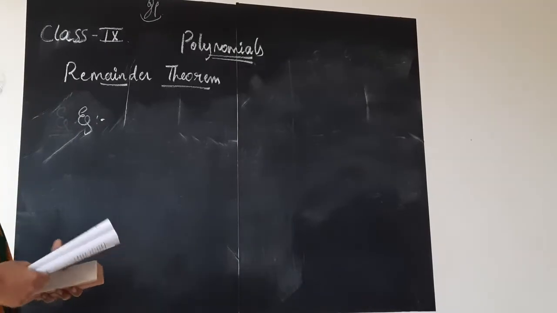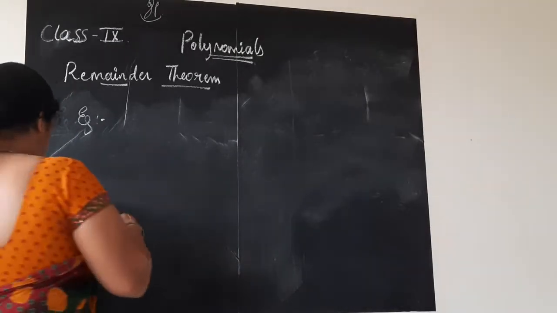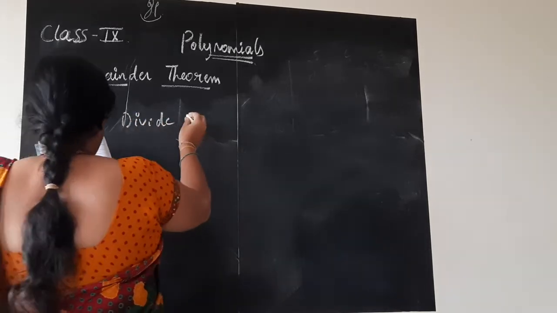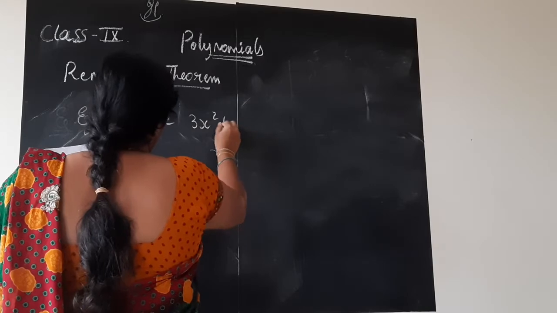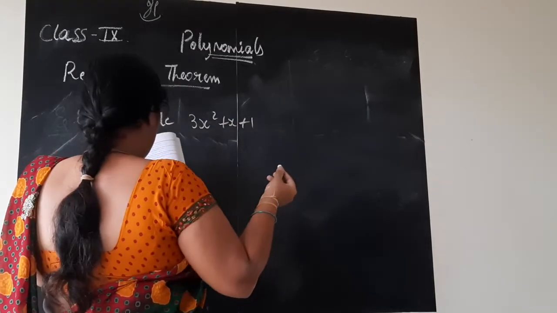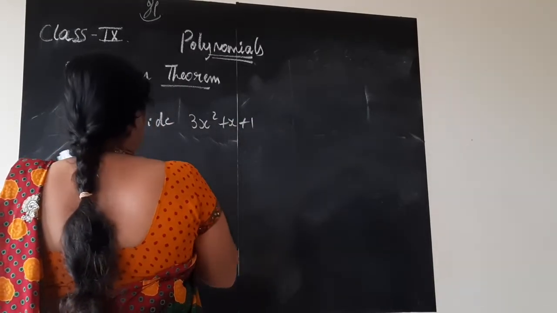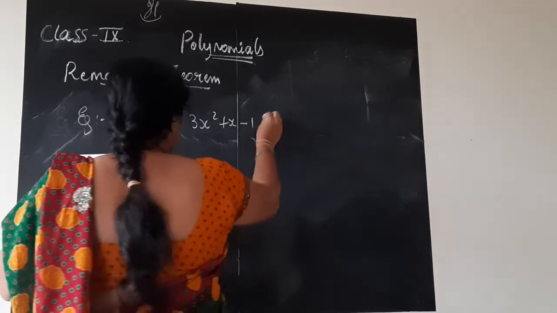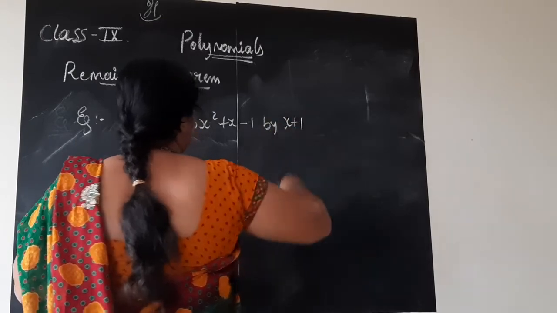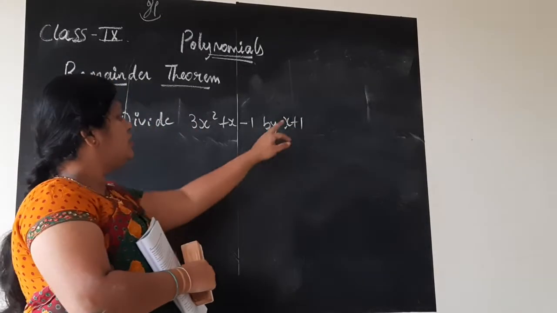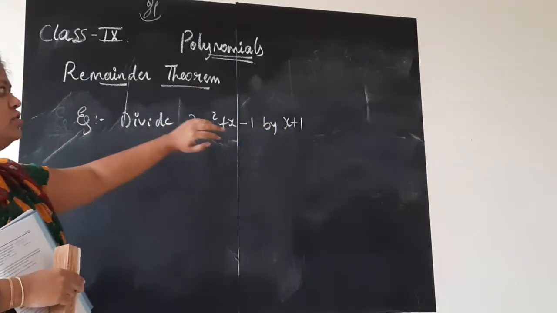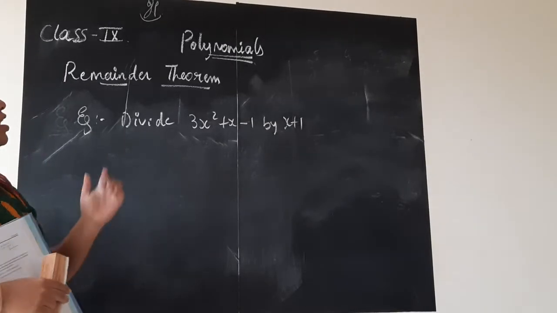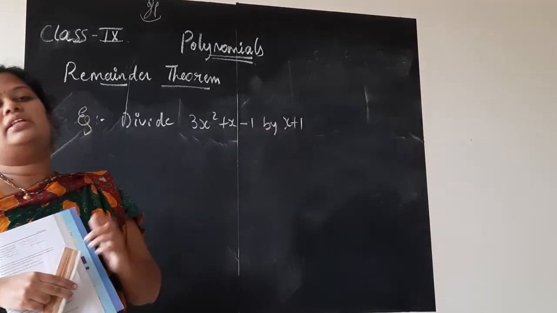So step by step, please follow, children. The question is: divide 3x square plus x plus 1. See, the polynomial is given. Minus 1, sorry. 3x square plus x minus 1 by x plus 1 is the question. In the examples which we studied, only x used to be there, a monomial. So now x and 1, two terms separated by a plus sign. So they are a binomial. So you have to divide by the binomial.